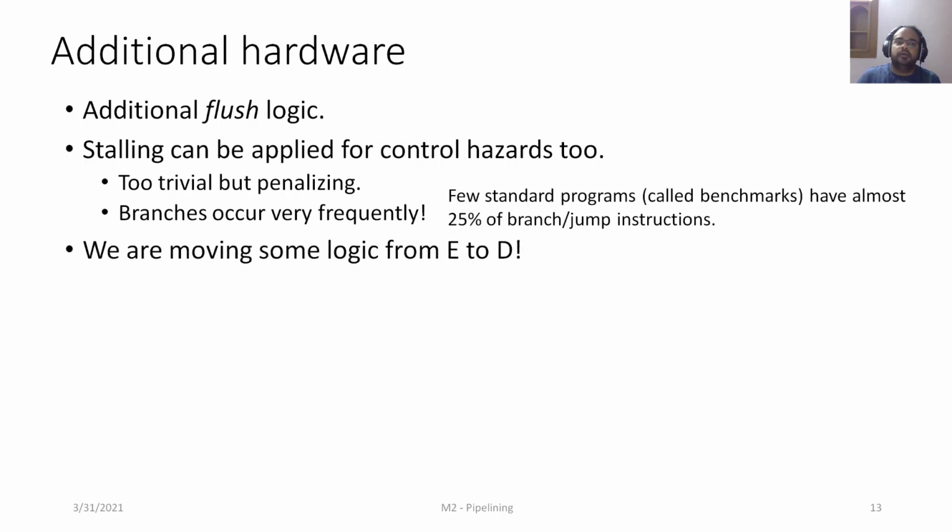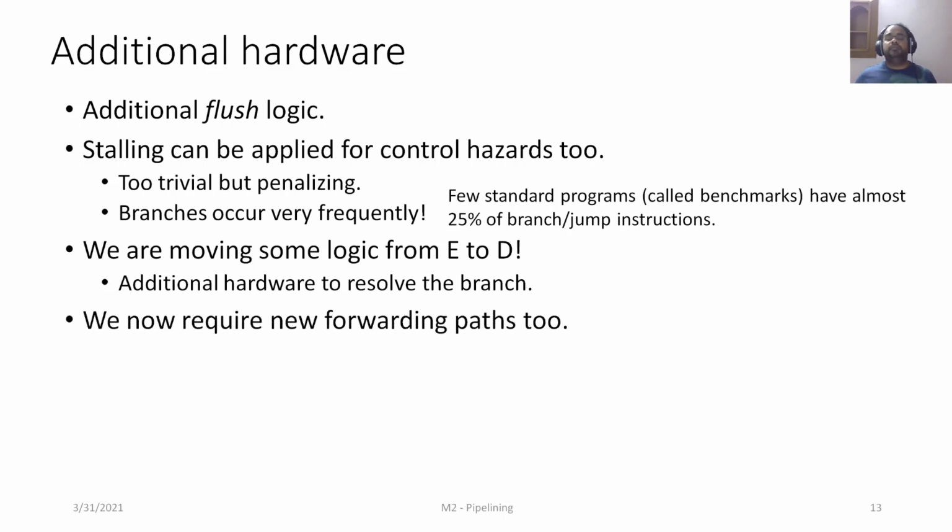So we introduced some additional hardware into the decode stage, basically the comparator. So with that, we are able to reduce the penalty from 2 cycles to 1 cycle. Also, we said that the instruction address generator will be giving us the new PC value right at the end of the decode stage itself.